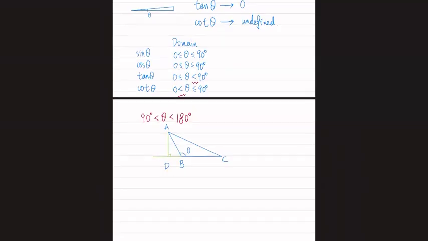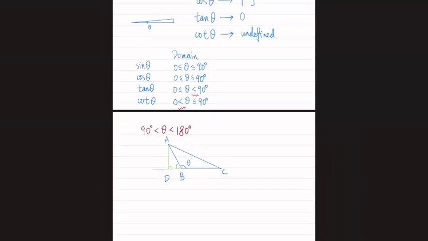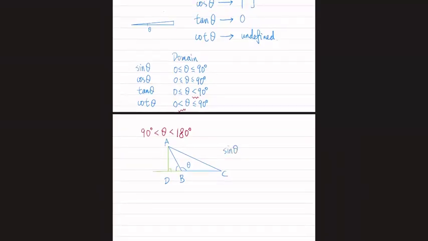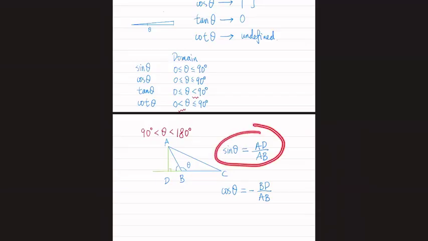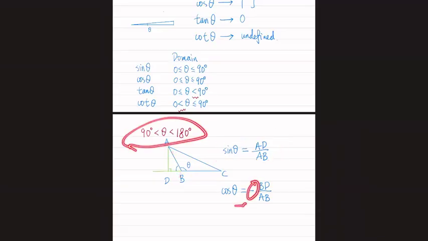So sine is defined as AD over AB. Still the ratio, but the cosine will be negative. Very big difference. Sine theta is still positive, but cosine is negative. Question: why is it negative?